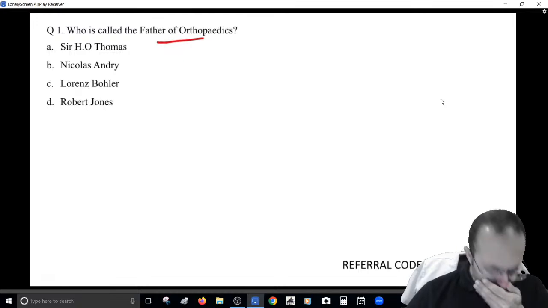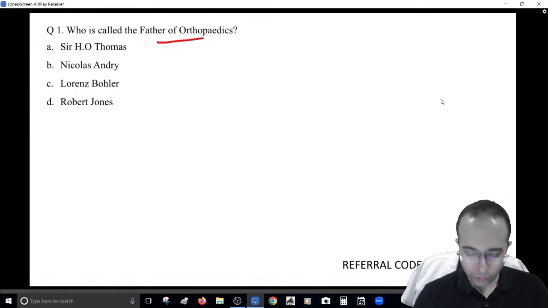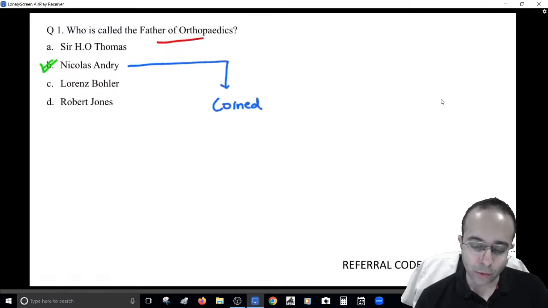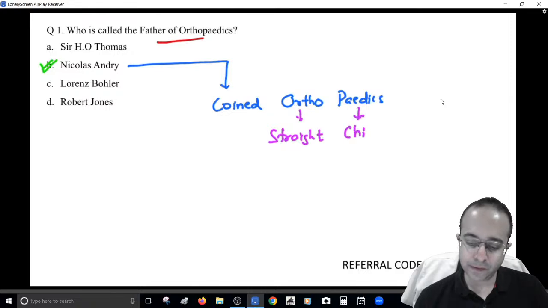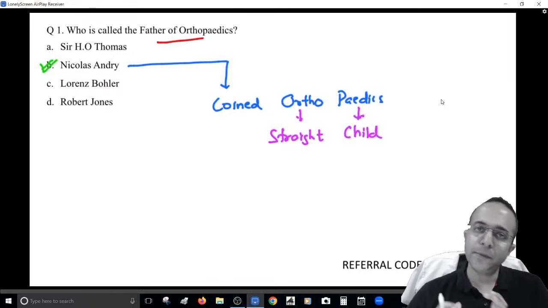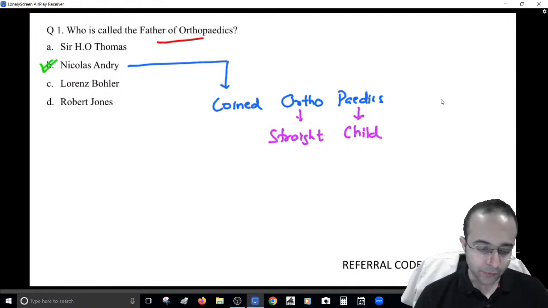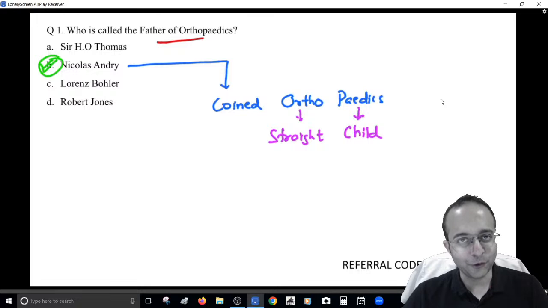Very nice, Divya. Your guess is absolutely right. It's Nicholas Andry who is called the father of orthopedics, because this is the gentleman who actually coined this word, orthopedics. The word ortho basically means straight. The word paedics basically means child, as you know. So this is a branch that started to correct the deformities in children, and it was coined by Nicholas Andry, this word orthopedics. Because he gave birth to this branch, he's called the father of orthopedics.